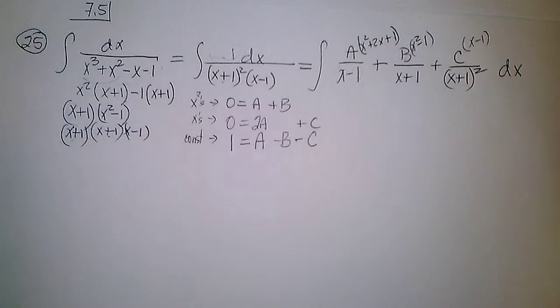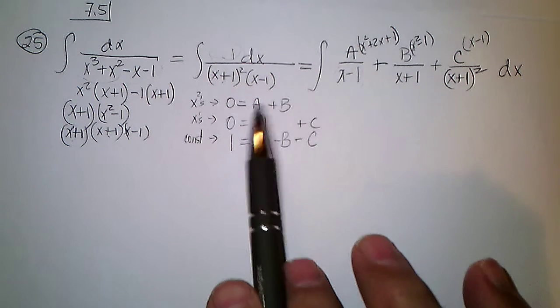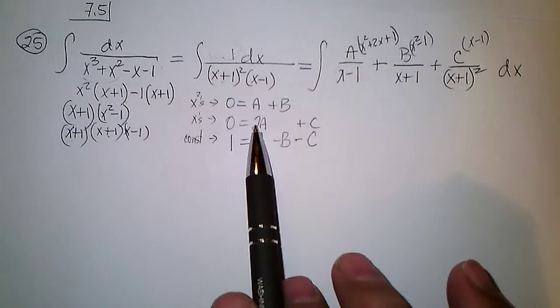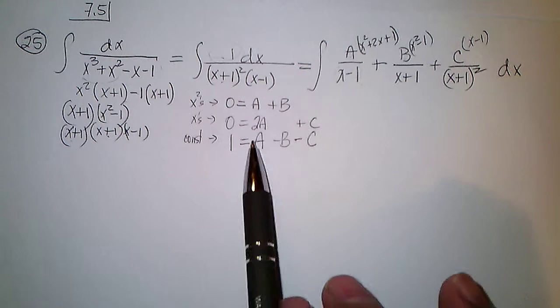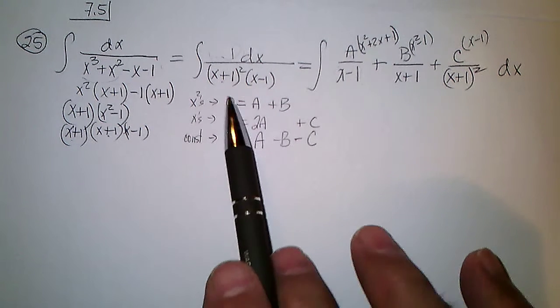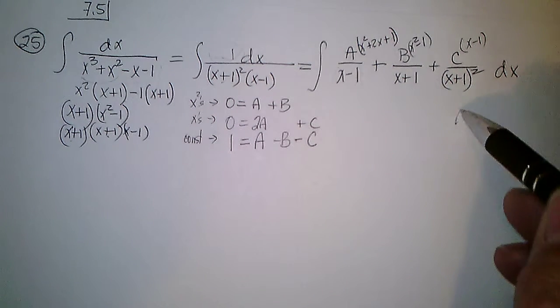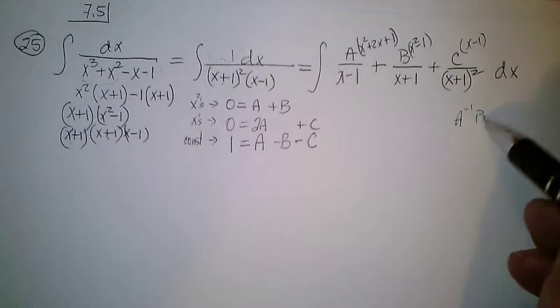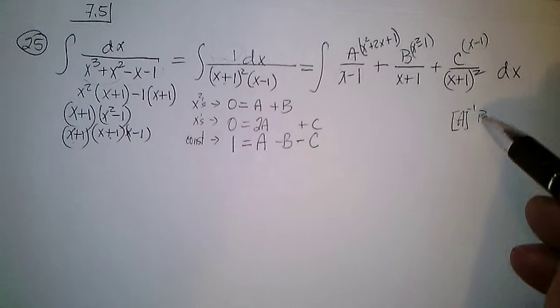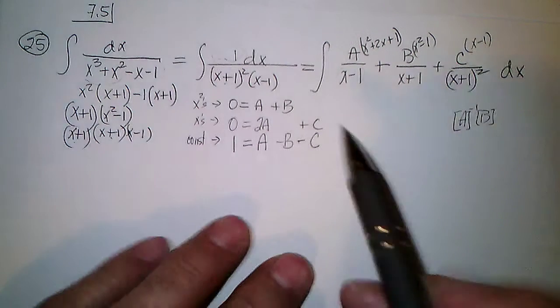All right, so you could go to matrices on your calculator, do a 3x3 and type in 1, 1, 0, 2, 0, 1, and 1, minus 1, minus 1. Put this into B, 0, 0, 1, and do matrix A inverse times matrix B, and it would give you the A, B, and C. But this one's not too bad.